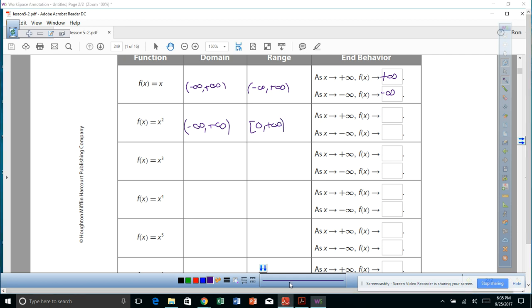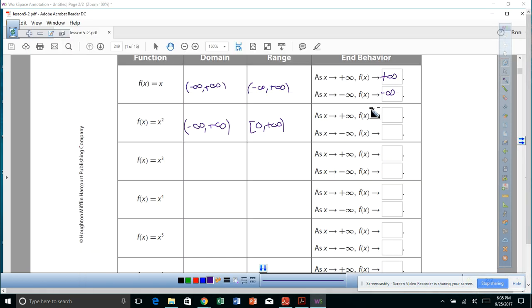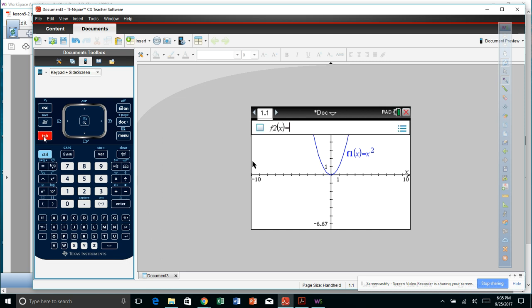All right, good. Now over here, as x gets out to positive infinity, it's going to get up to positive infinity. As x gets out to negative infinity, it's going to get up to positive infinity. So we're going to go positive infinity and positive infinity for the end behavior. What about x to the third? X to the third. Press tab.